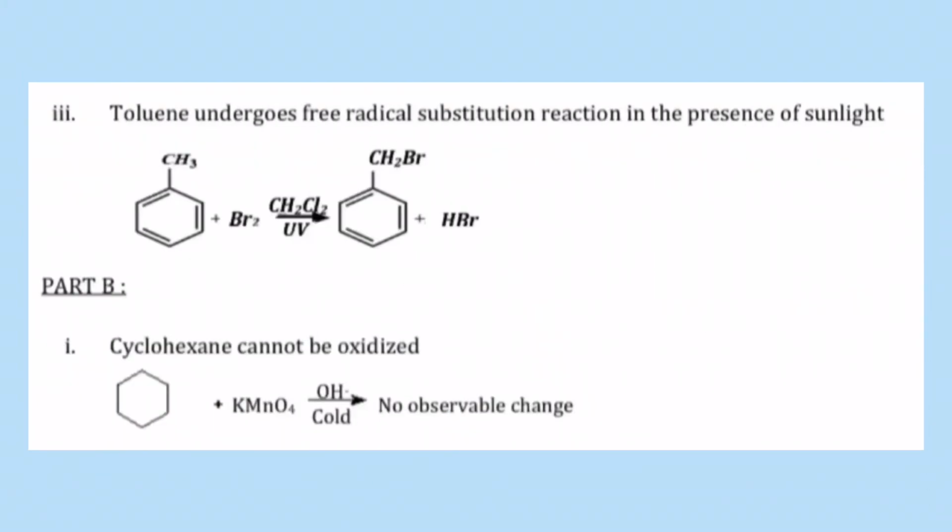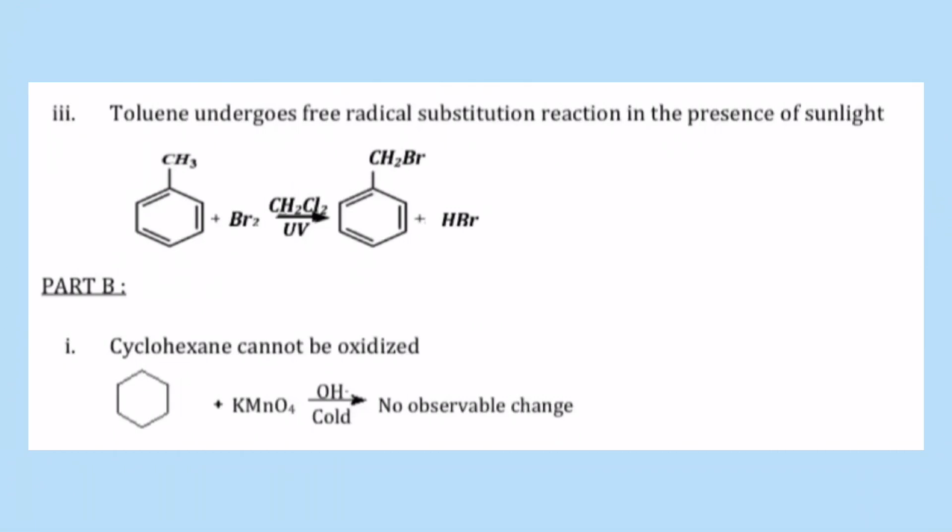3 Roman, toluene undergoes free radical substitution reaction in the presence of sunlight. So, for the equation, draw the structure of toluene, benzene ring bonded to CH3 plus reagent Br2 in CH2Cl2 in the UV, and the product formed is benzene ring with CH2Br and HBr as the side product.